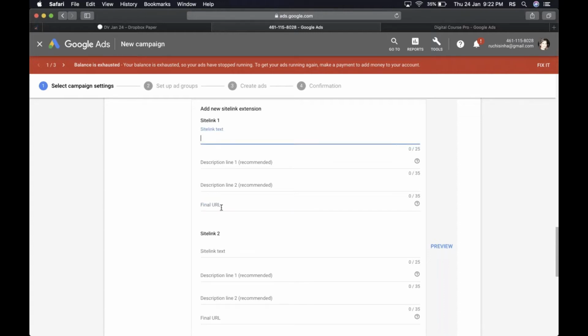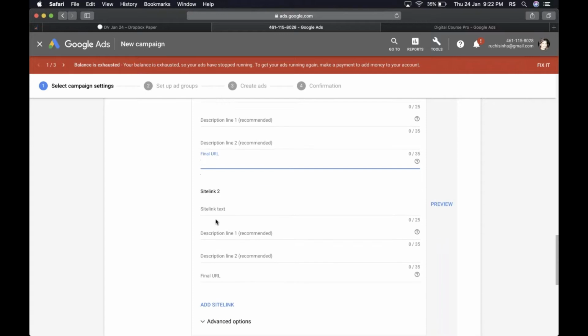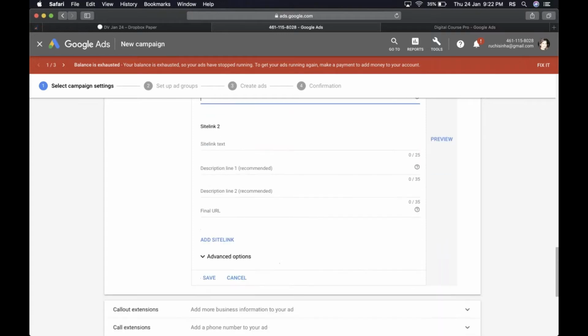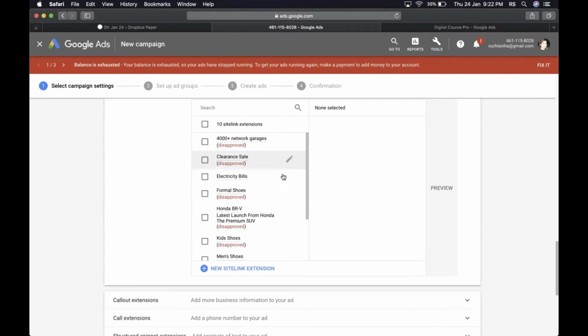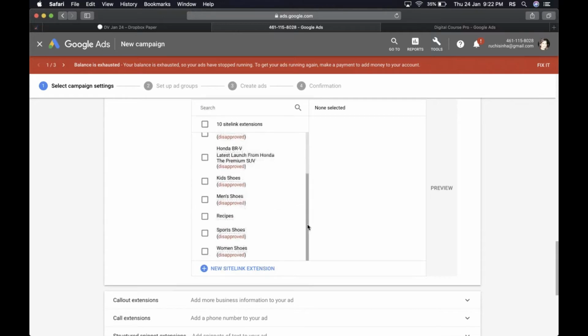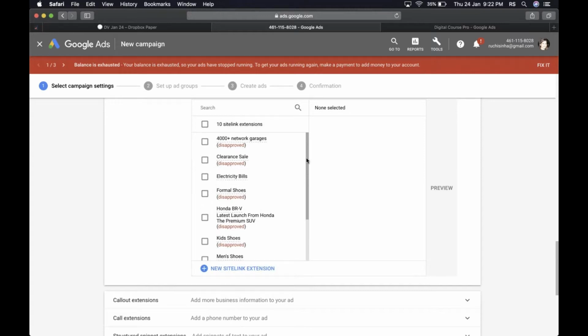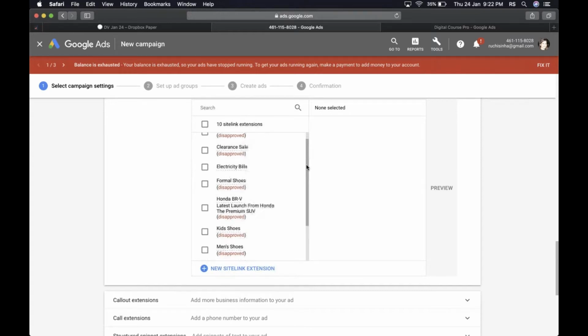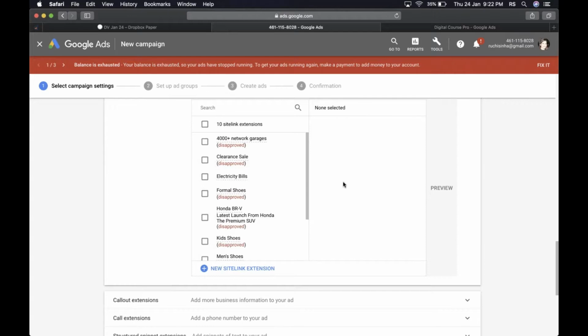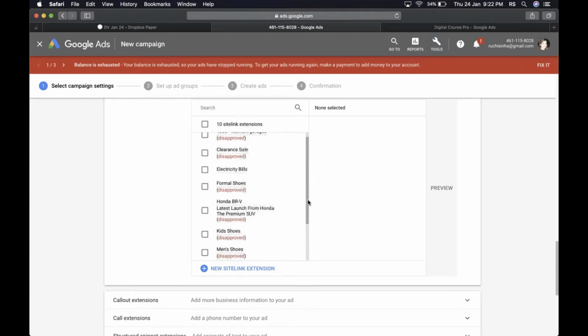So you create this is one, you write this is second, and then you say save. When you save it, they will all appear here. Once you have saved your site link extensions, they will appear here. And don't worry about what is this disapproved written here. It is about billing. Site link, I'll show it to you when the ad is created. Then we'll have it in the preview again.